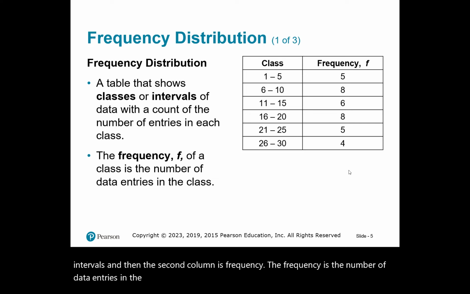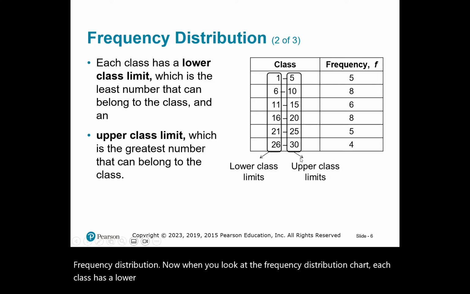Now, when we look at the frequency distribution chart, each class has a lower class limit and an upper class limit. The lower class limit is the least number that can belong to that class, and the upper class limit is the greatest number that can belong to that class. Lower class limit and upper class limit.